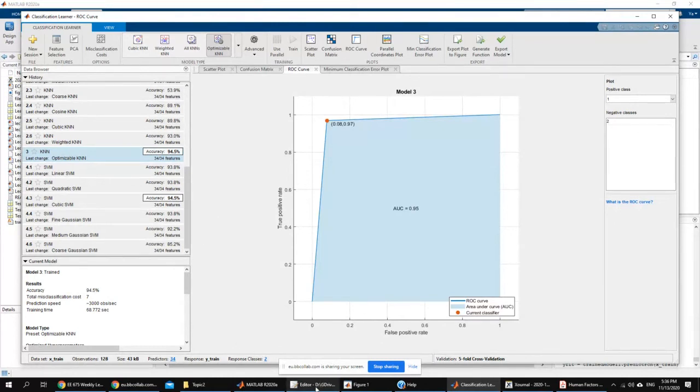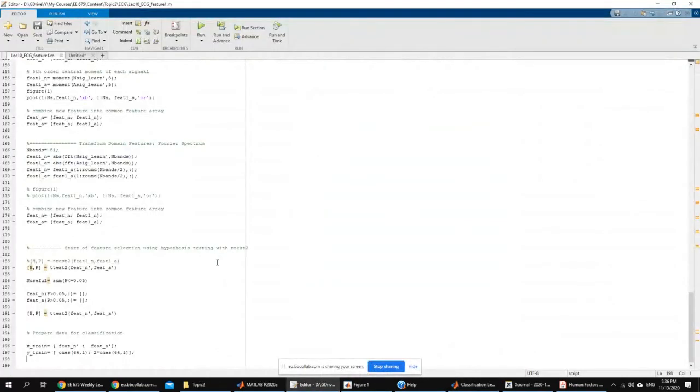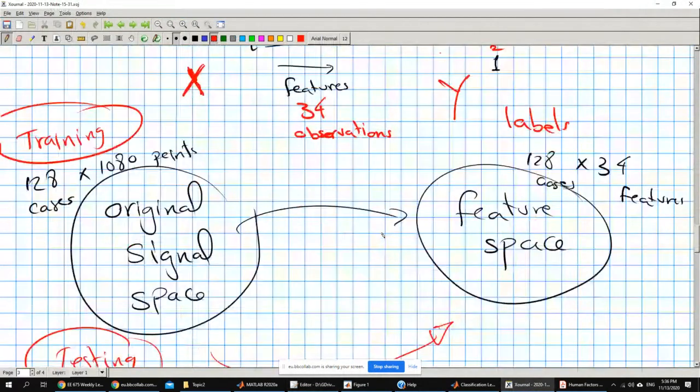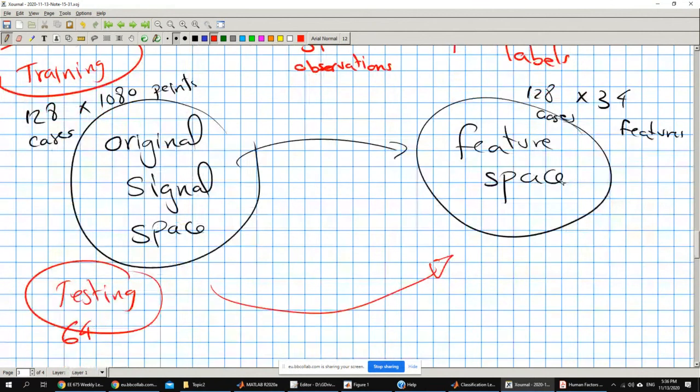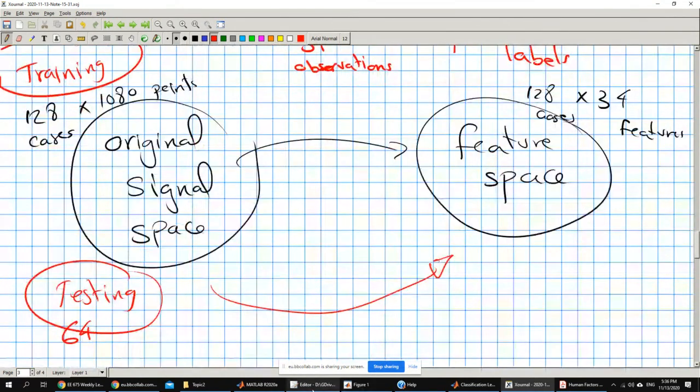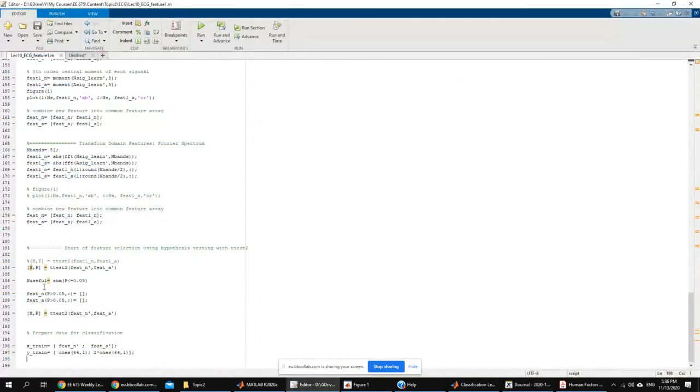Let me try an example with you that might be interesting. We said that we moved the classification problem from the original signal space to the feature space, right? This is what we did, right? So I want to try two things actually. I'm going to go back here. Remember the part where we removed the features that were not useful?